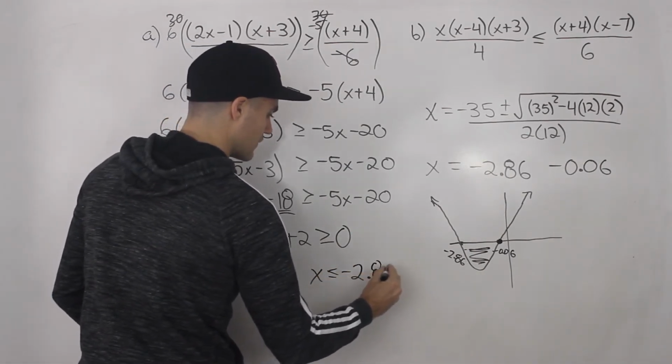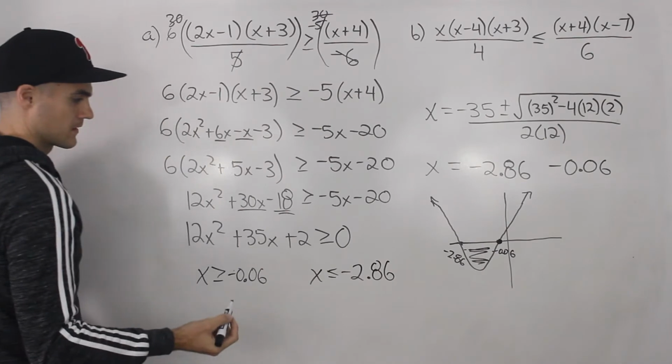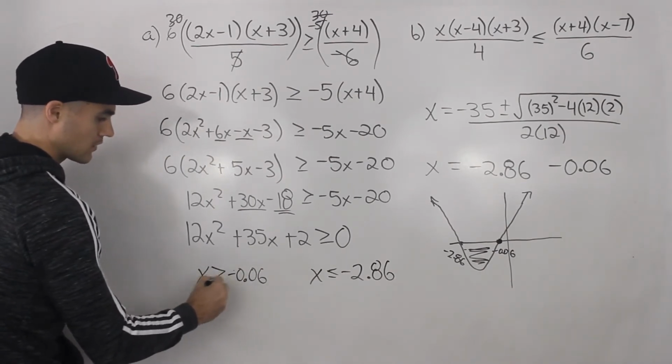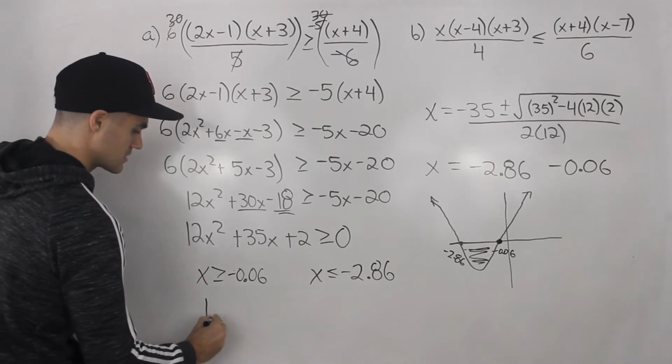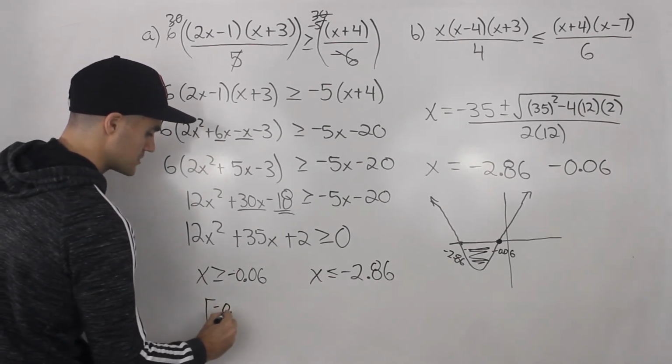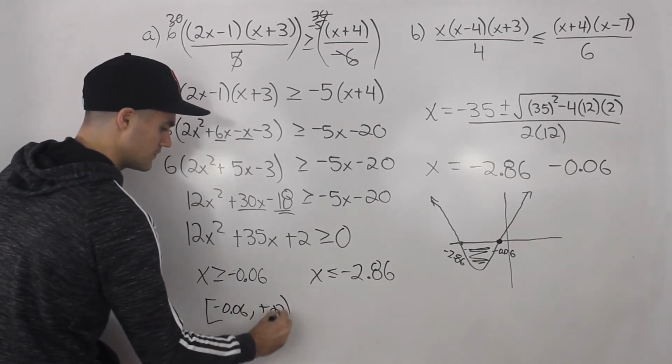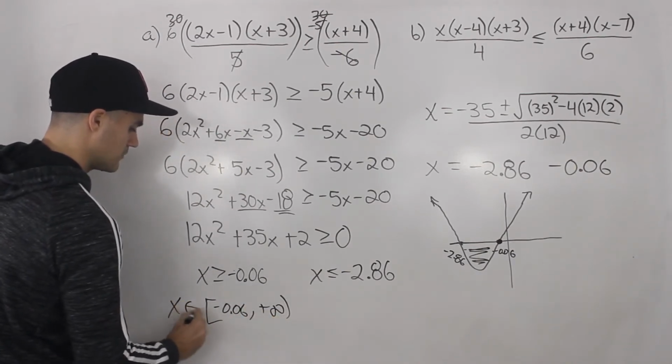And those are your final answers, right? And you can also show this in set notation. So x being greater than or equal to negative 0.06, that would be negative 0.06 in square brackets to positive infinity, right? x is an element of that.